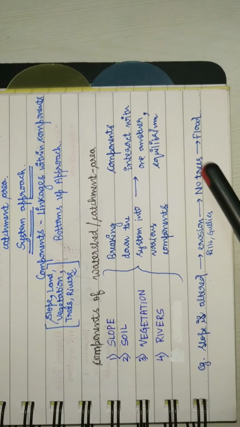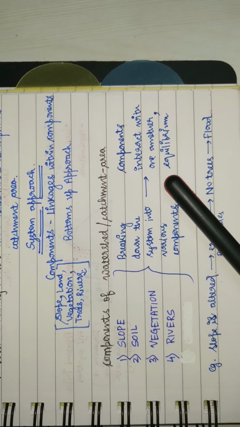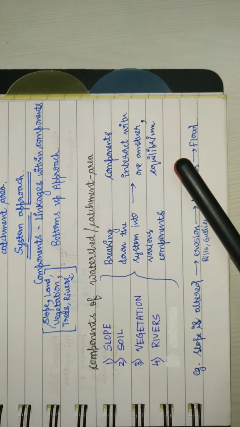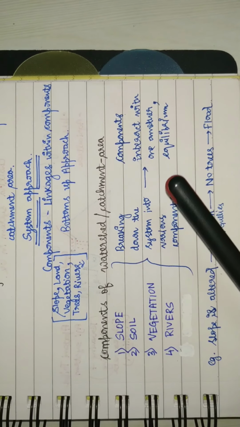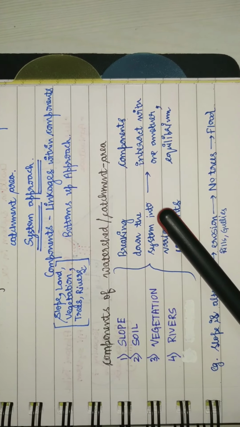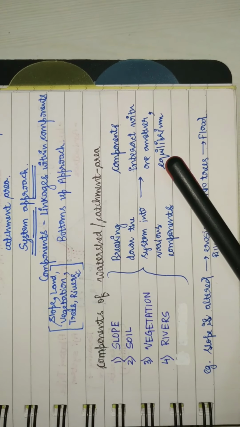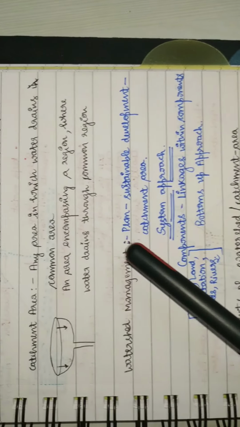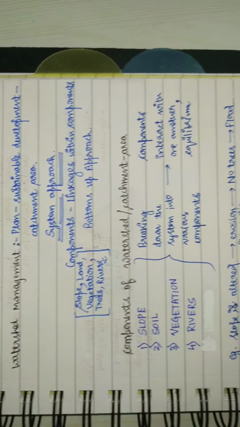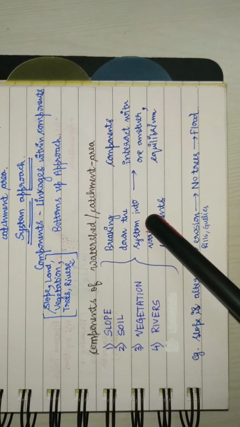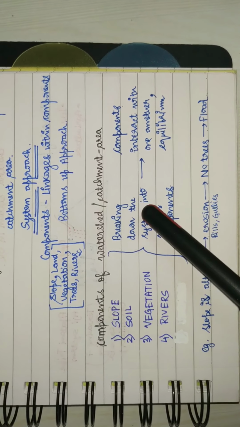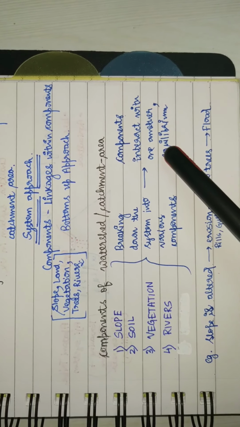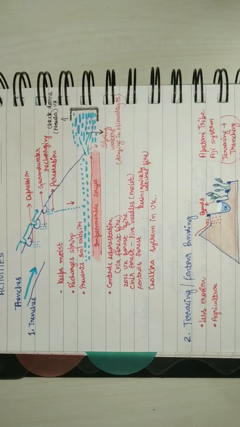So this interaction between one component and another component, such that their interaction strengthens and a better equilibrium is maintained, is known as watershed management. Okay, now we'll see some of the activities which strengthen the interaction between these components.